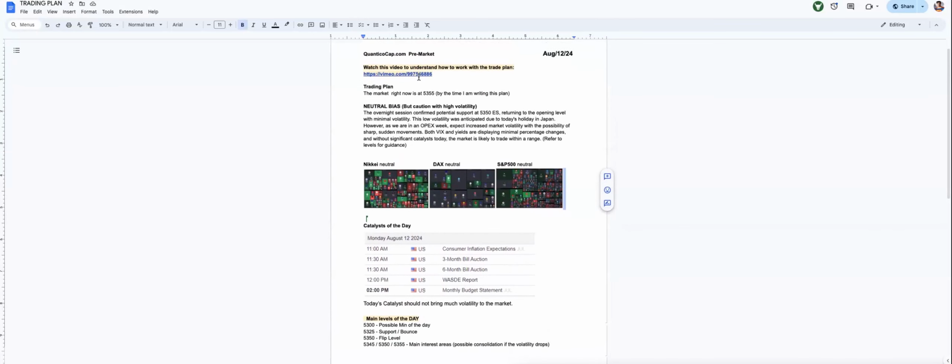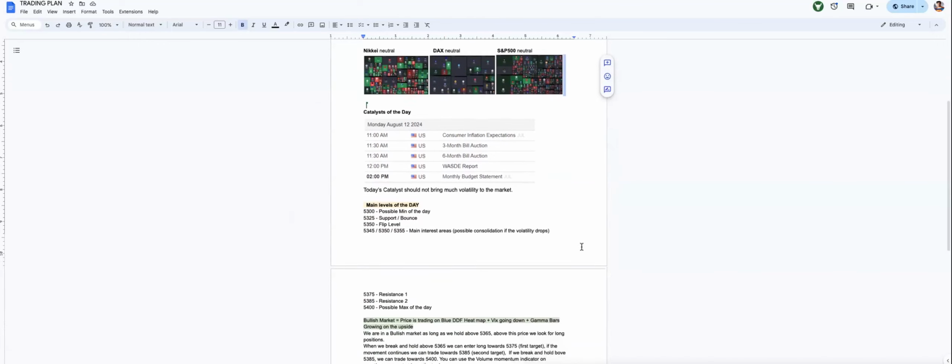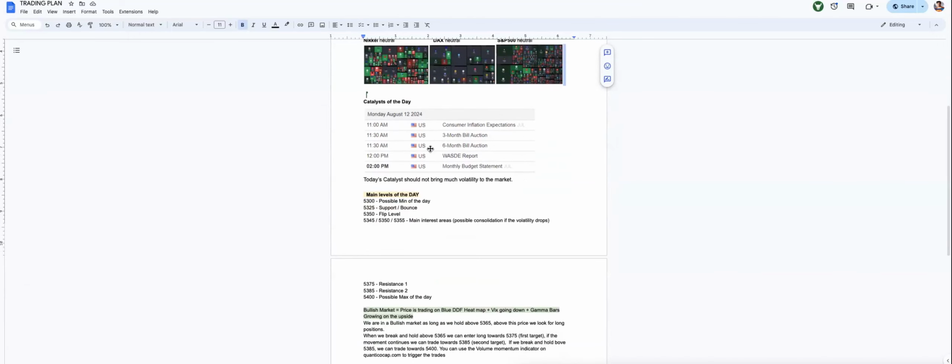So pretty much what we have here is a neutral bias. Remember that neutral bias, because the overnight session had no big movements, and we have a holiday in Japan with nothing happening over there. The Nikkei, the DAX, and the SP are all neutral for the pre-market. We have some catalysts today, but nothing so important. None of those catalysts should bring volatility to the market.